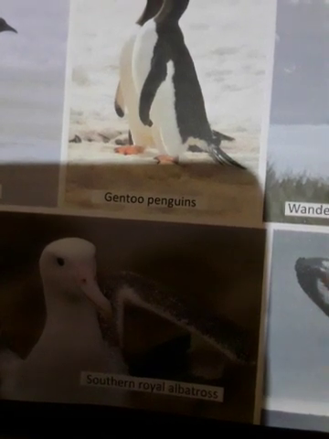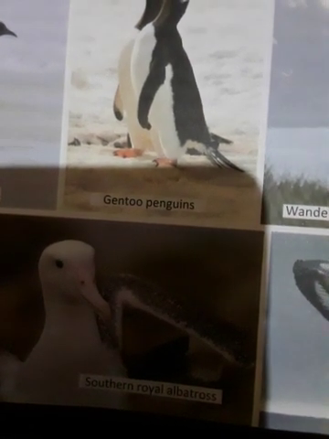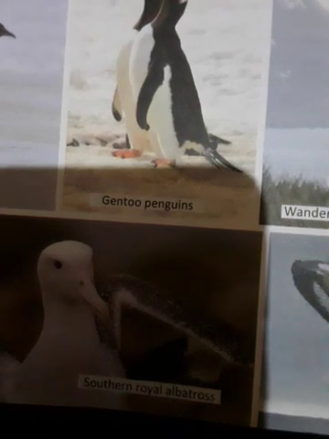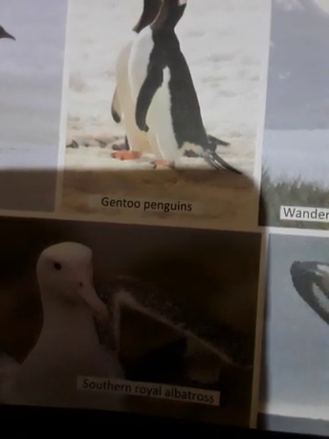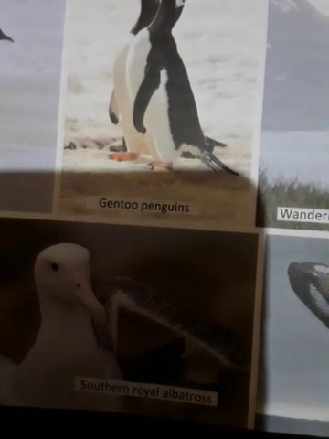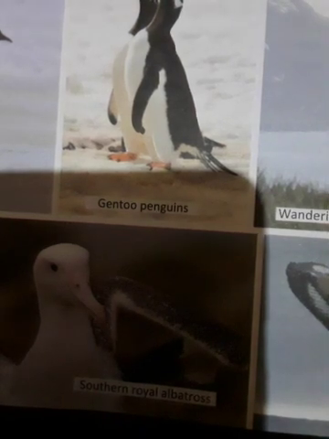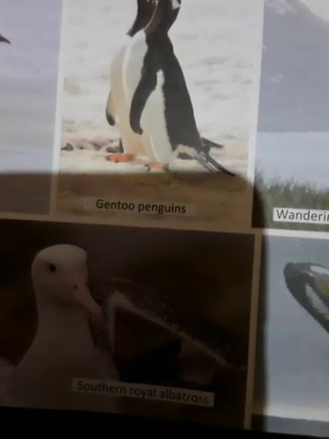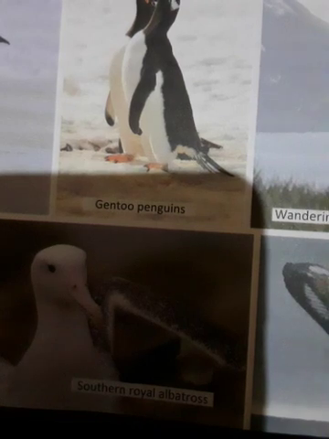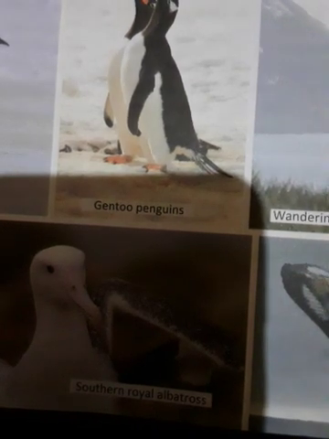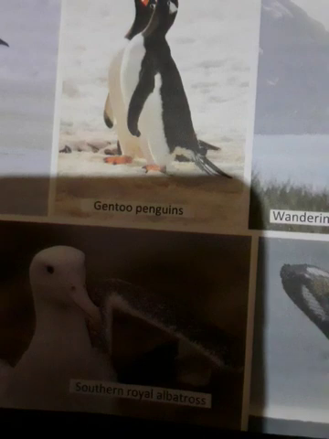Although there is no formal government, Antarctica is governed by the Antarctic Treaty System, which comprises the Antarctic Treaty and a number of related agreements. The Antarctic Treaty was signed in 1959. Now, although there is no formal government here.